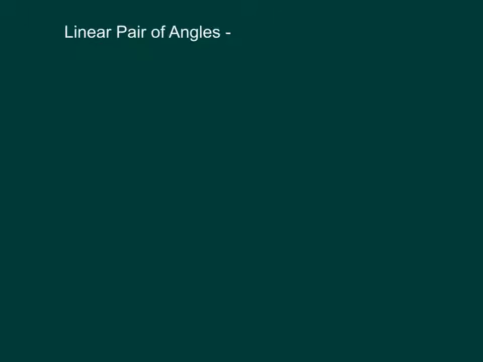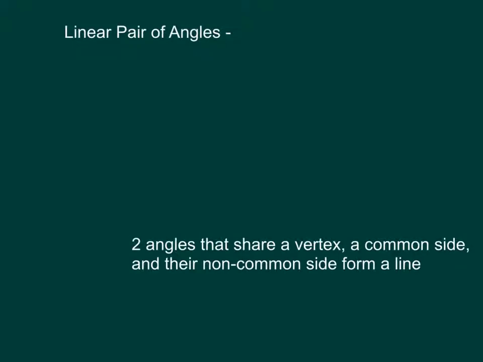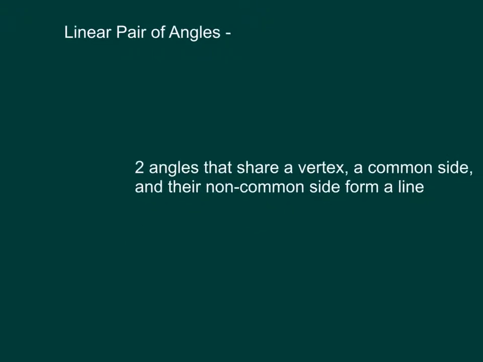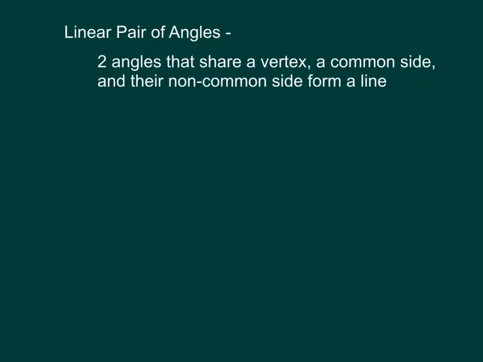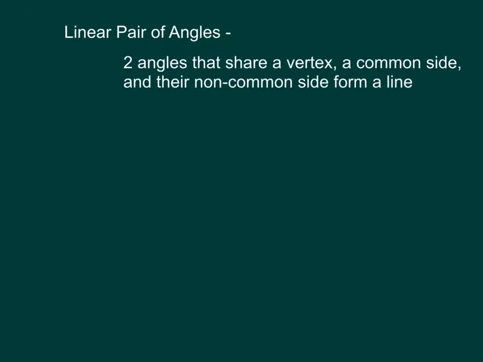All right, next up we have the definition for a linear pair of angles, which is going to lead us into the nitty-gritty of all these basic angle definitions. Two angles that share a common side and a vertex, and whose non-common sides form a line, is our definition for a linear pair of angles. This definition may sound a little complex, so let's draw it out. If I take my straight line, call that straight line AB.